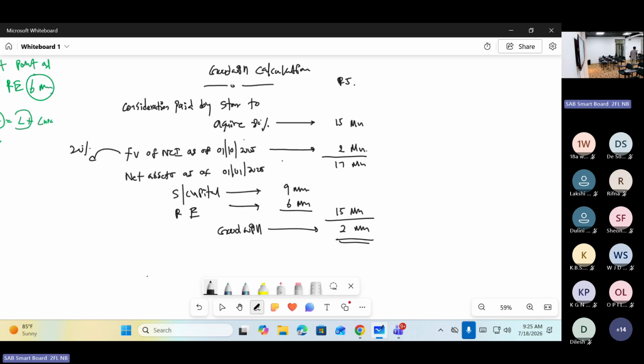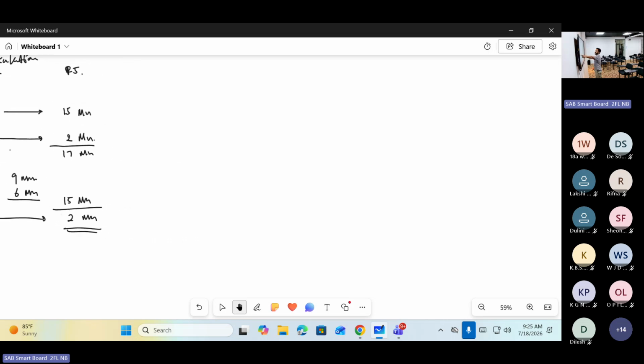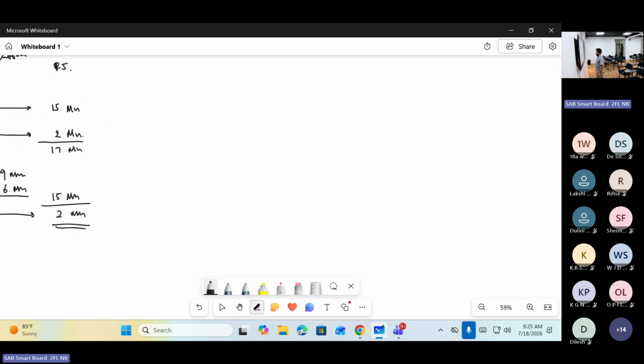You are having another power. What is that? That is called goodwill. Once you are having the goodwill at the business combination, at the point of acquisition, you can account it. Right? Now, that's what we are going to account here. How are we going to do this?